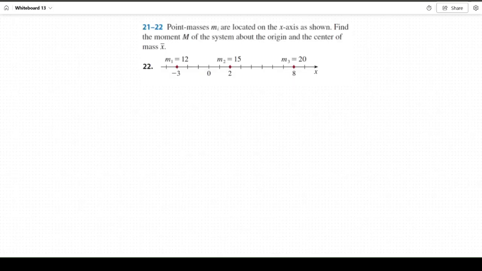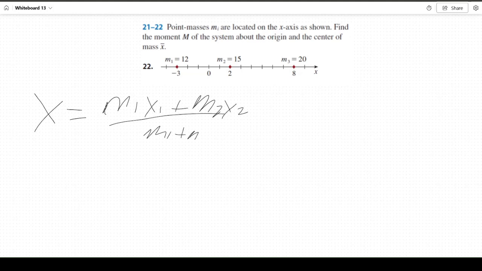It says, point masses mi are located on the x-axis as shown. Find the moment M of the system about the origin and center of mass. So what we've got to do here is find the moment M. As we saw from the equation, basically all we've got to do is gather up all the masses and all the x point locations, multiply them and add them up.